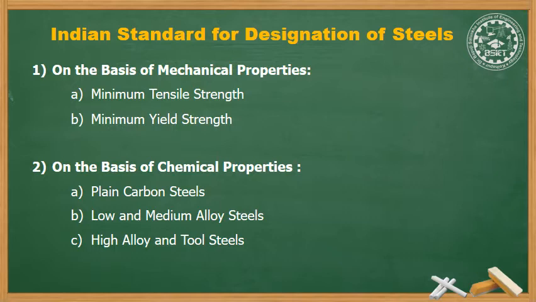First one is on the basis of mechanical properties, and the second group is on the basis of chemical properties. In the first group, they are again designated with the help of two mechanical properties, that is, first is the tensile strength and second is the yield strength. Likewise, chemical properties are again designated by three groups, that is, first is plain carbon steels, second is low and medium alloy steels, and third is high alloy and tool steels.